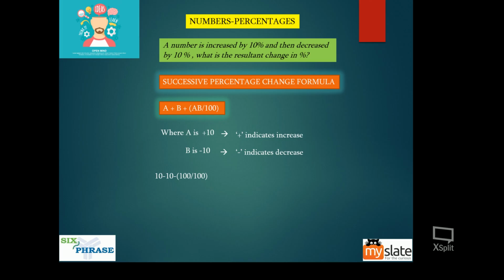So what I'll do is substitute the values. Instead of a, I'll put 10. Instead of b, I'll put minus 10. Substitute the values. You will get minus 1. Guys, you know why it is minus 1. 100 became 99. I told you the resultant is minus 1. You don't need to do all that circus. You just apply this formula. You'll get the answer within 10 seconds or 20 seconds.